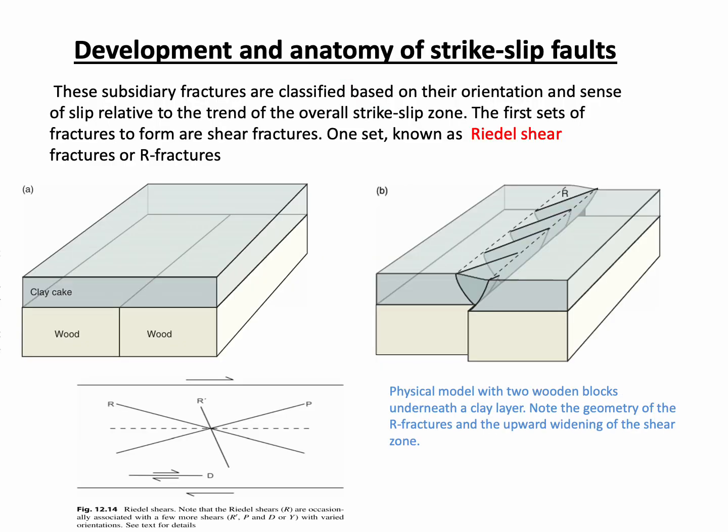Now we discuss the development and anatomy of the strike slip fault. In this topic we generally discuss Riedel shear fault and fracture, and how this is developed. Here we draw the diagram to represent how a strike slip fault zone develops.